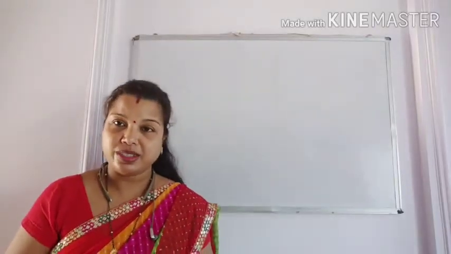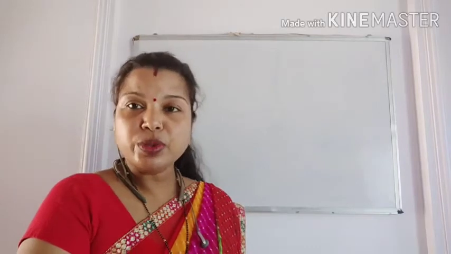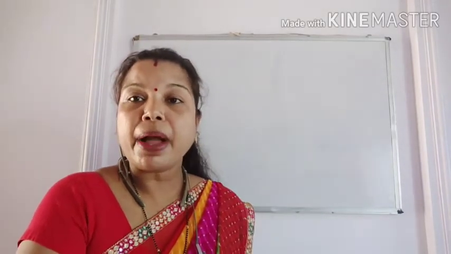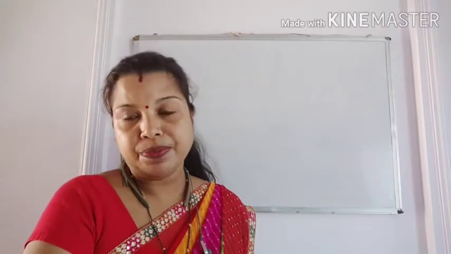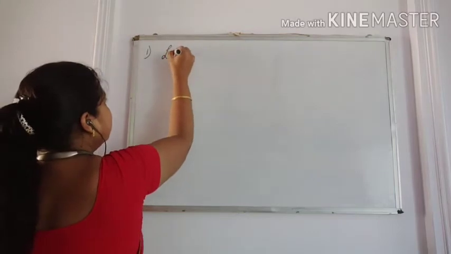Hello, good morning children. Here the exercise 1.3. I am going to explain the first question. The question is that by what rational number should 11 upon 7 be divided so as to get the quotient as minus 33 upon 24.